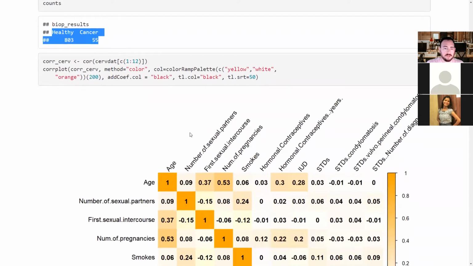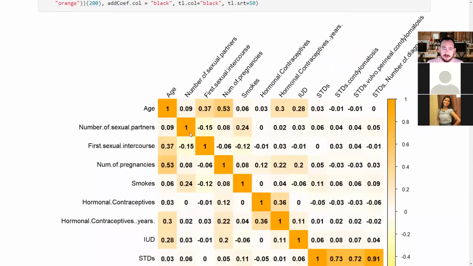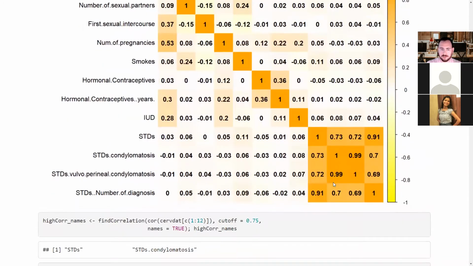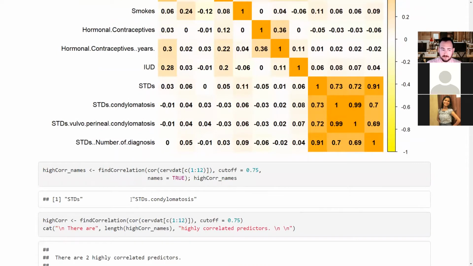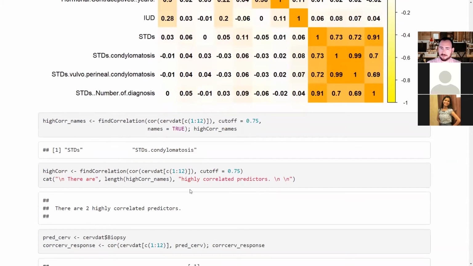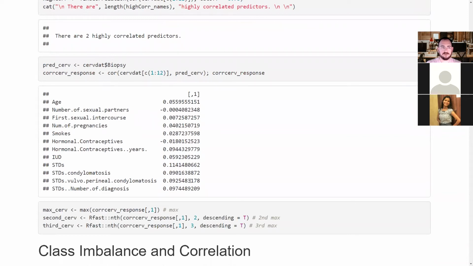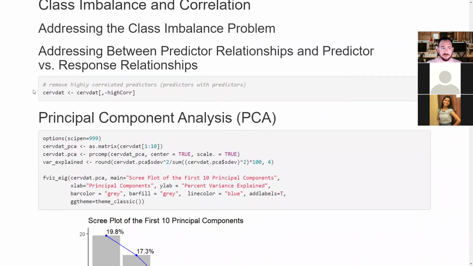We move further to examine the correlation between predictor relationships, and we see that there are a few highlighted by the dark orange color. Specifically, we remove STDs and STDs pertaining to condylomatosis from this data set because they are the two highly correlated predictors that were identified. We also look to the relationship between the predictors and the target itself, which yields only one, the highest correlation being that for STDs. We remove those highly correlated predictors with this function.